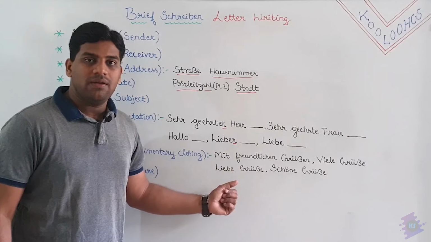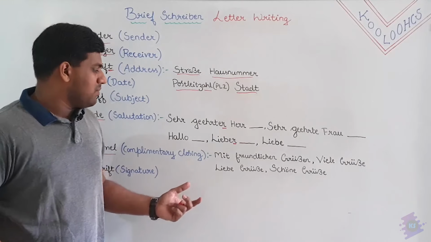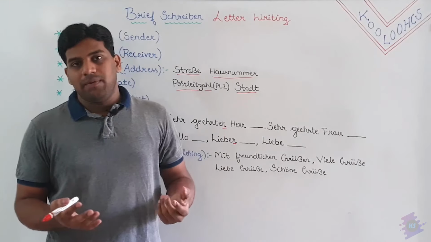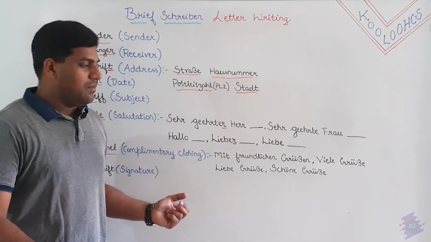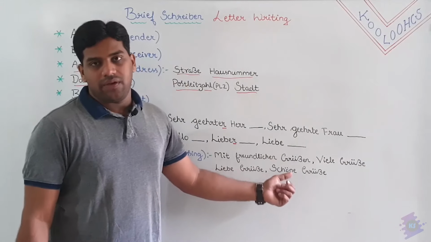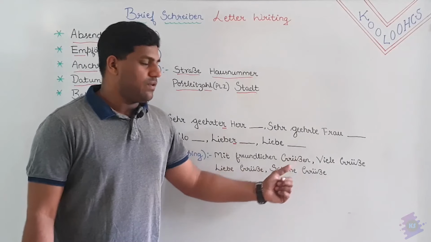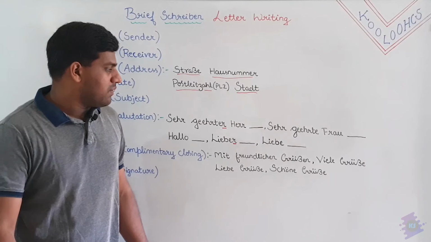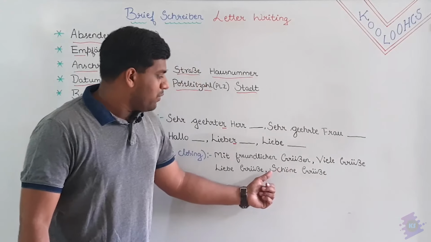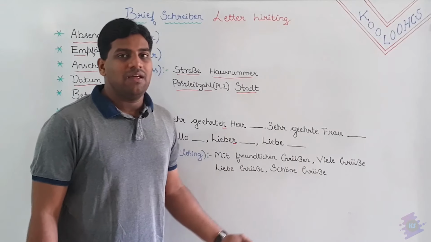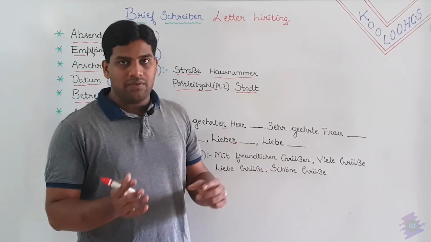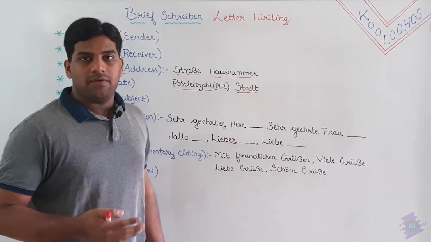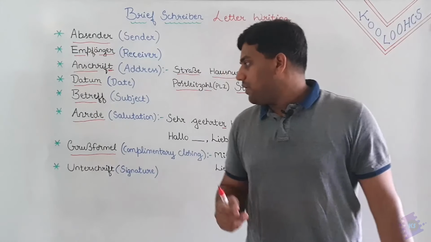Liebe Grüße. The meaning would be lovely regards or lovely greetings, but you can use this in place of best regards. Also, Schöne Grüße is possible. Schöne Grüße means best regards, or with regards. Literally it means beautiful greetings, but it is used in place of best regards. So these are the different ways of specifying Gruß formal, that is complimentary closing.